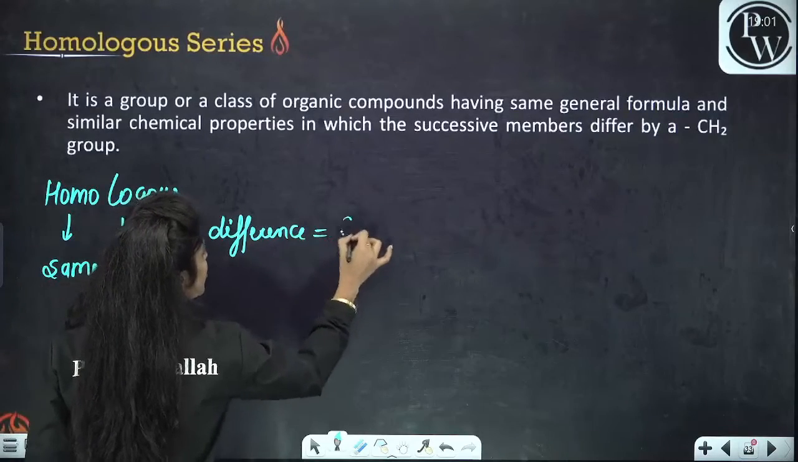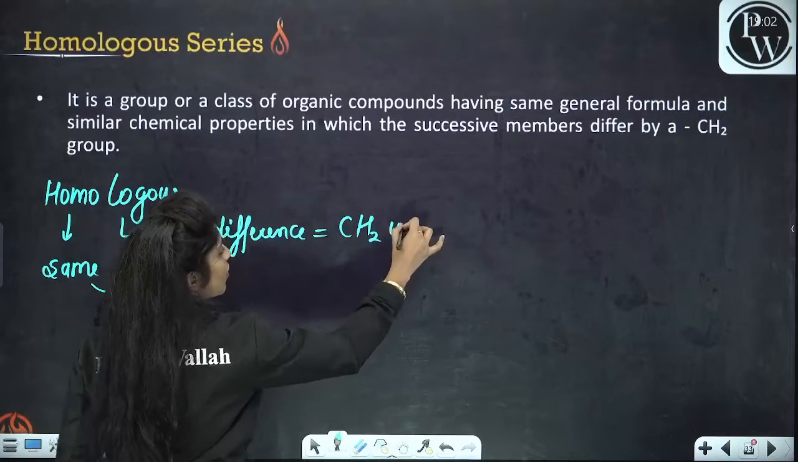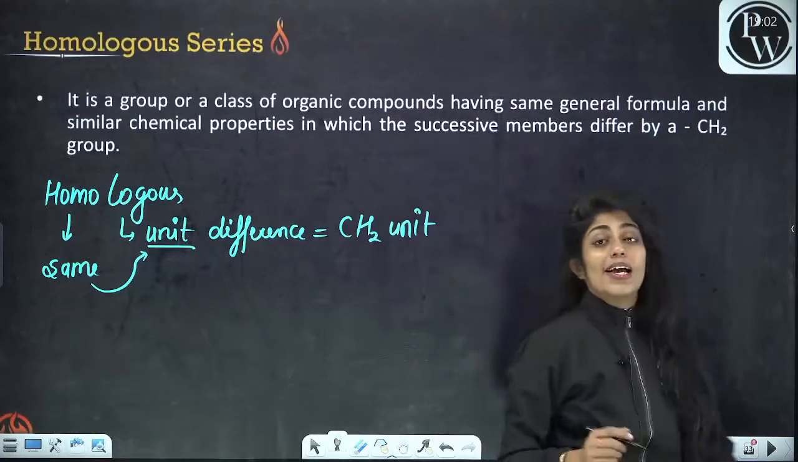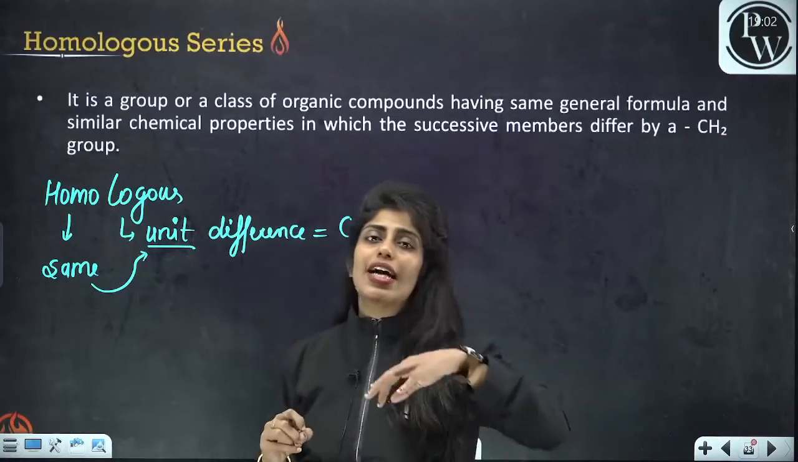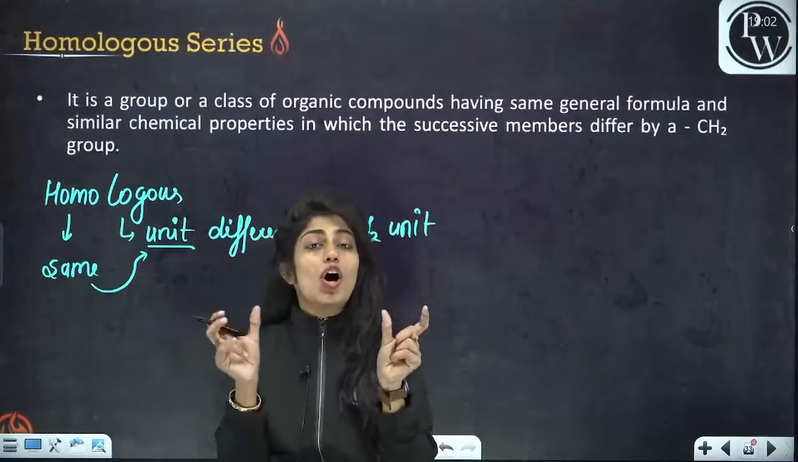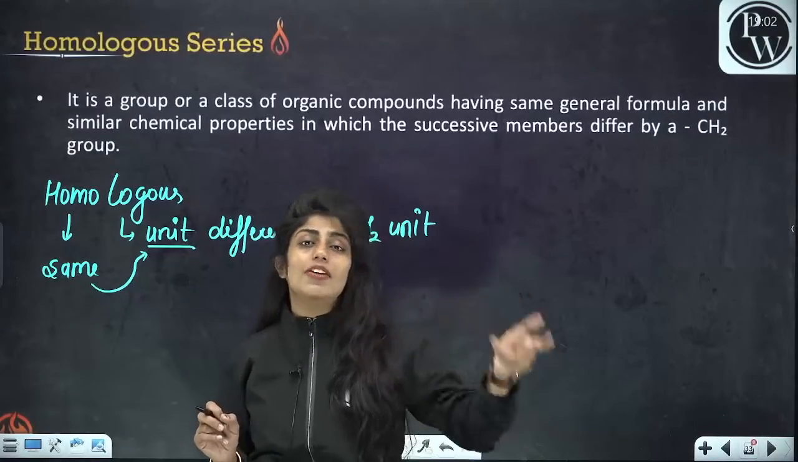That is equal to CH2 unit. Now, what is this definition? Basically, homologous series is a kind of series of compounds having a common difference between the consecutive compounds.